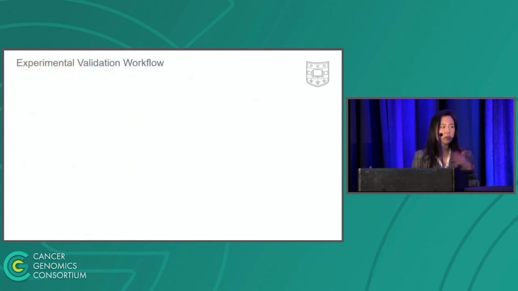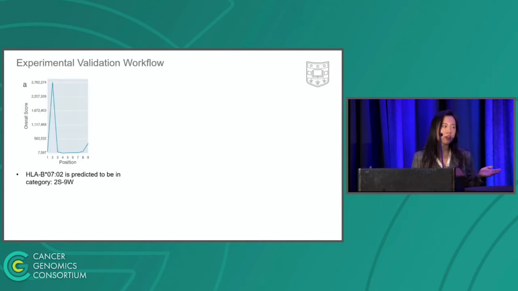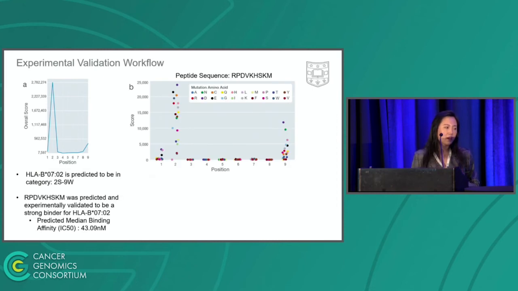So I'm going to talk through one experimental validation example that we did for a HLA that falls into this cluster of 2s9 weak. So HLA-B 0702 is predicted to be in the anchor category where you see a strong signal at 2 and the weaker signal at 9. What we did was we had this 9-mer peptide that was predicted to have a median binding affinity of 43 nanomolars and also experimentally validated already to be a strong binder for HLA-B 0702.